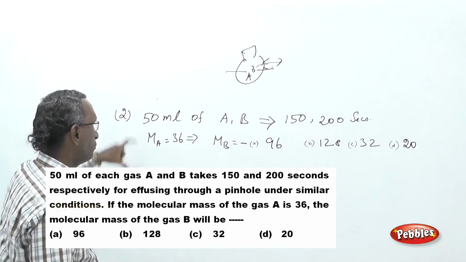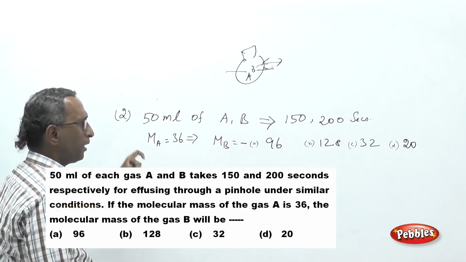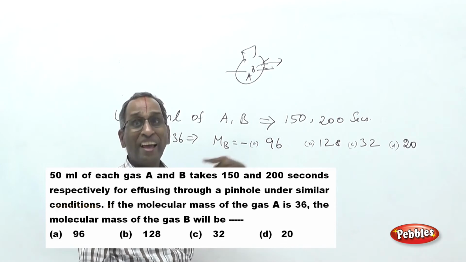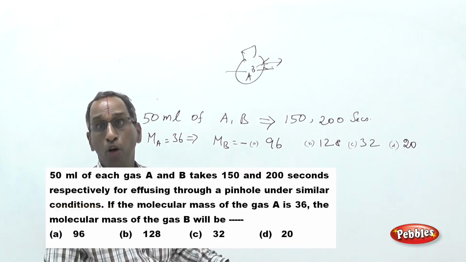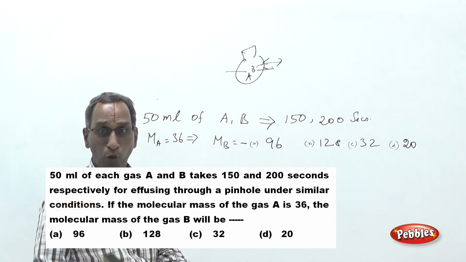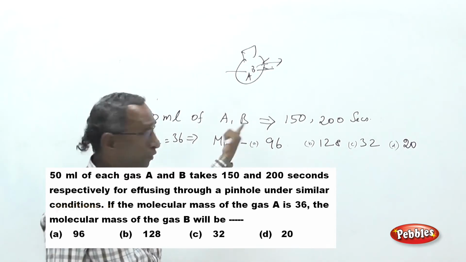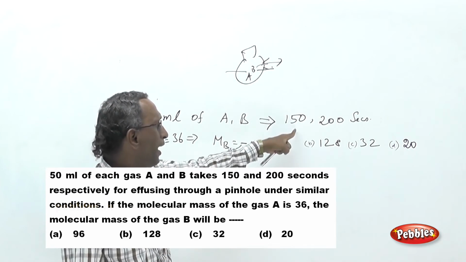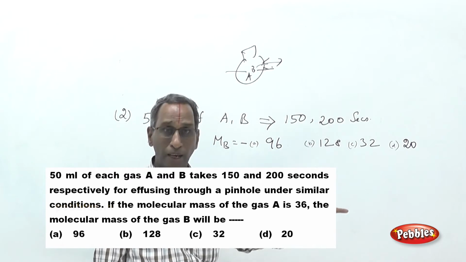Once again, two gases A and B, total volume 50 ml, are kept in a container provided with a small hole. Both the gases will escape, but both will not escape equally. That is to be noted. Lighter gas will move faster, heavier gas will move slower, or a gas with better affinity will move faster. There are different conditions, so we don't know about the parameters; it is just mentioned as A and B. A takes 150 seconds to escape, whereas B takes 200 seconds to escape.